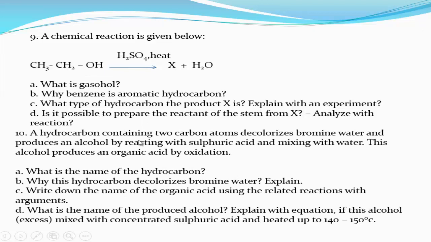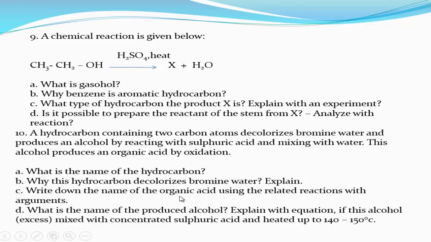Now a hydrocarbon containing 2 carbon atoms decolorizes bromine water, that is ethene, and produces an alcohol by reacting with sulfuric acid and mixing with water, that is ethanol. This alcohol produces an organic acid by oxidation. What is the name of the hydrocarbon? That is ethene. Why does this hydrocarbon decolorize bromine water? Due to the presence of a carbon-carbon double bond.